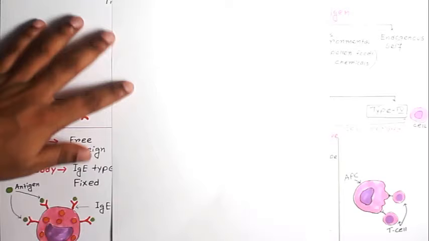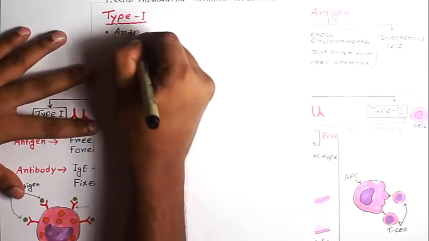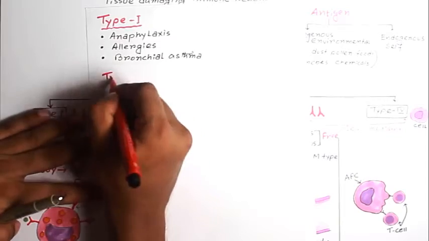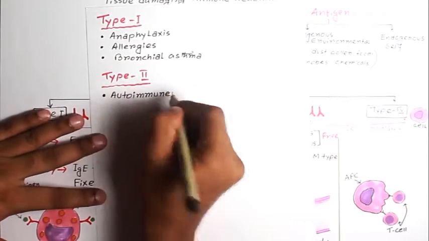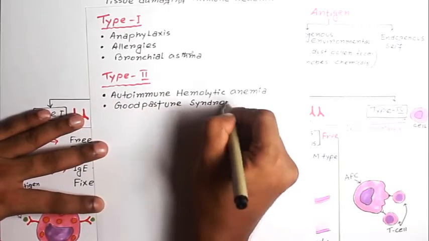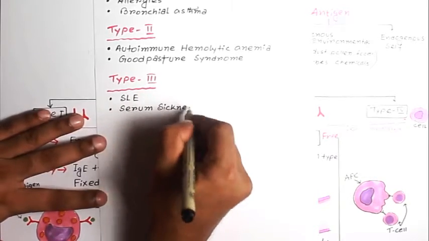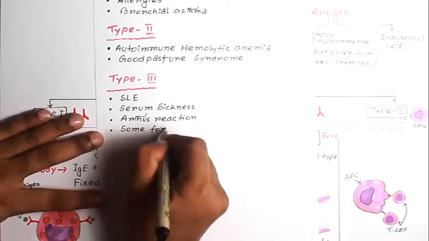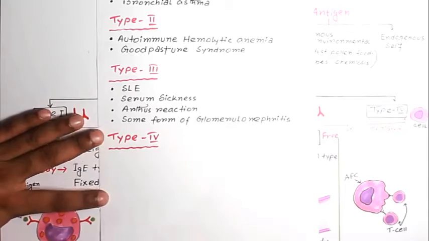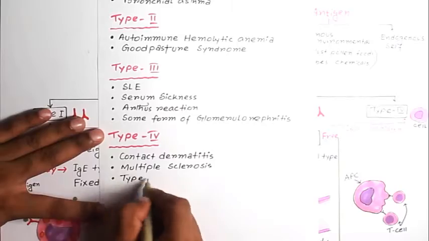Now I would like to mention some important hypersensitivity reactions. Type 1 hypersensitivity reactions are anaphylaxis, allergies and bronchial asthma. Type 2 hypersensitivity reactions are autoimmune hemolytic anemia and Goodpasture syndrome. Some important type 3 hypersensitivity reactions are SLE, serum sickness, Arthus reaction and some forms of glomerulonephritis. The examples of type 4 hypersensitivity reactions are contact dermatitis, multiple sclerosis, type 1 diabetes and tuberculosis.